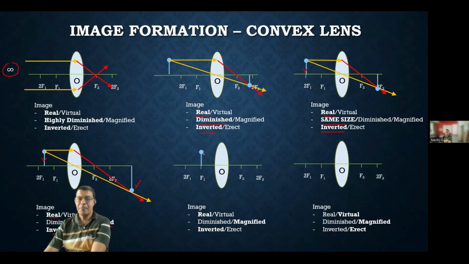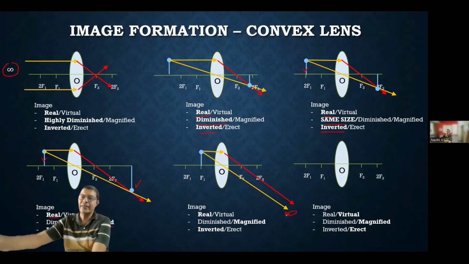Now when the object is at f1 itself, again we need two rays. And where do they meet? At infinity. Somewhere at infinity, they will meet. It will be a real image. It will be a magnified and inverted image, highly magnified here.